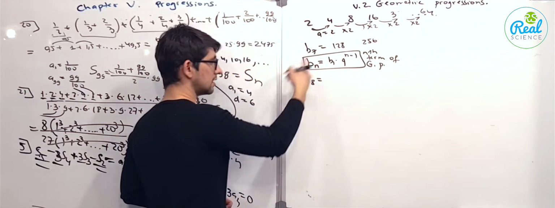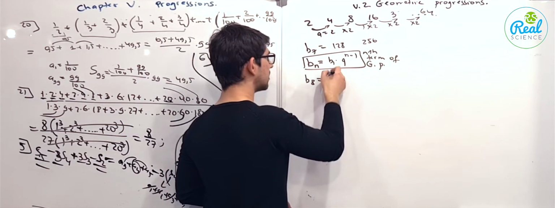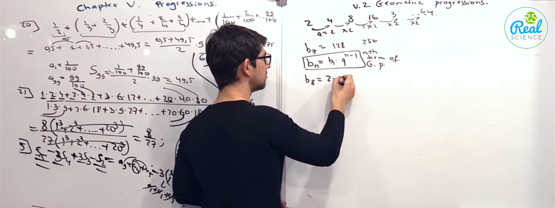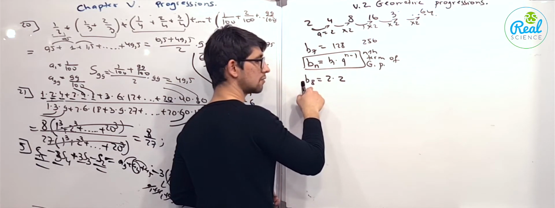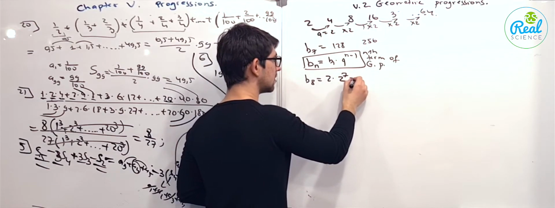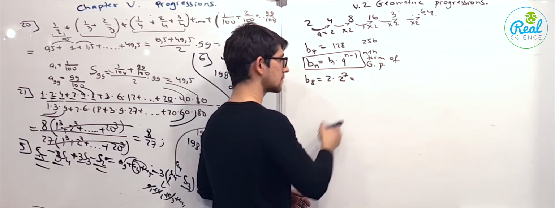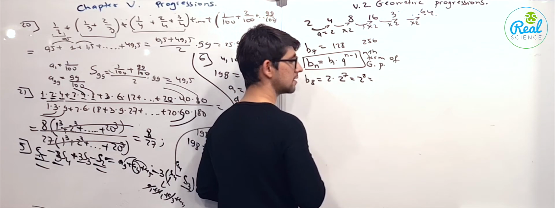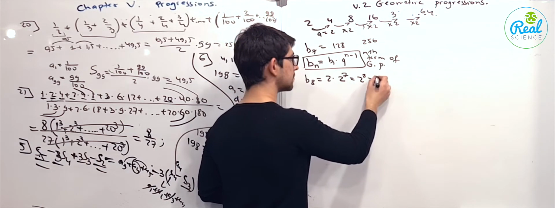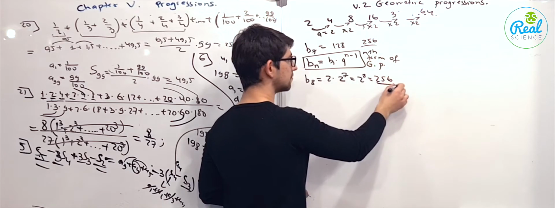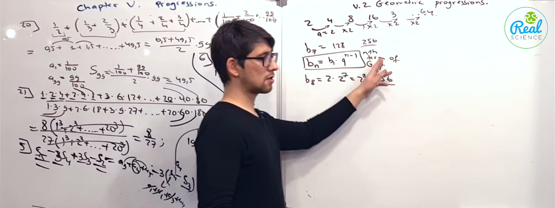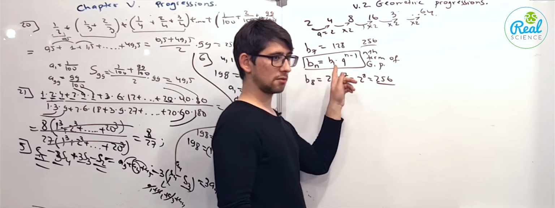Now let's use the formula and see whether it's correct or not. b1 is 2, multiplied by q, which is 2, to the power of n minus 1. Your n is 8, 8 minus 1 is 7. So 2 to the power of 7 is? So in total 2 to the power of 8 is? 256, the same, right? So the nth term of a geometric progression is defined using this formula, okay?